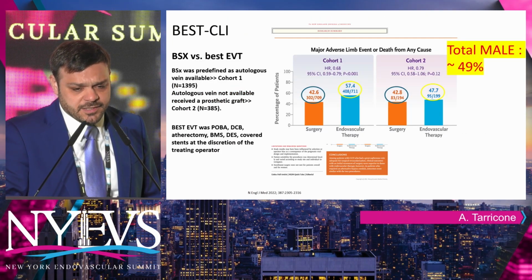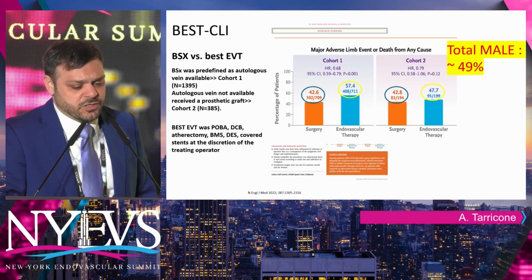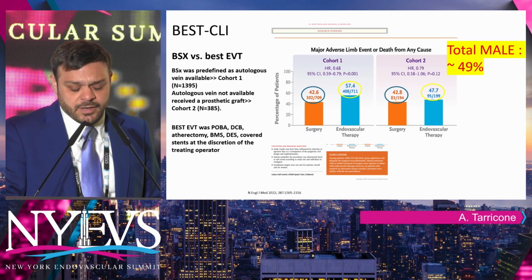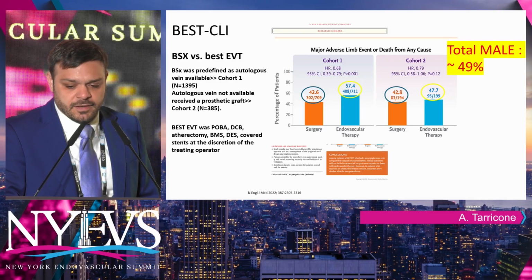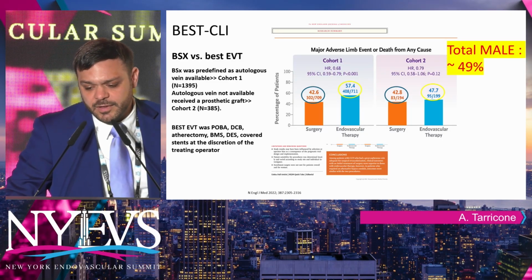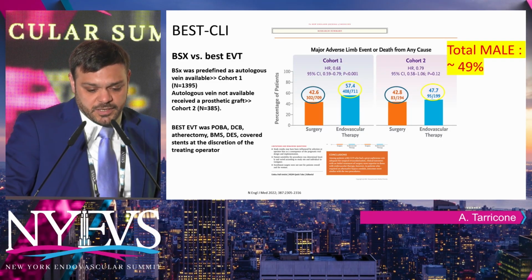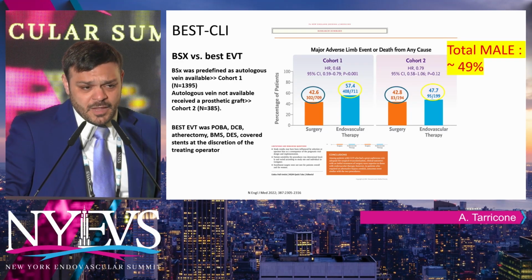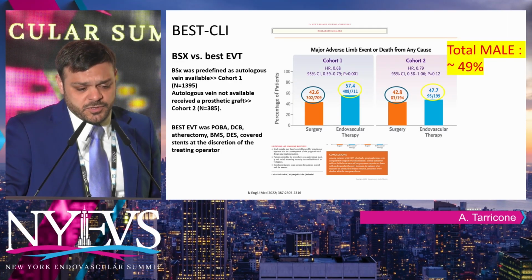Similarly, in the BEST-CLI study, another study on bypass surgery versus best endovascular therapy with either POBA, a drug-coated balloon, atherectomy, or bare metal stent, the total major adverse limb events were approaching almost 50% for these patients. So these patients are complex, and they're not without adverse events after the procedure.